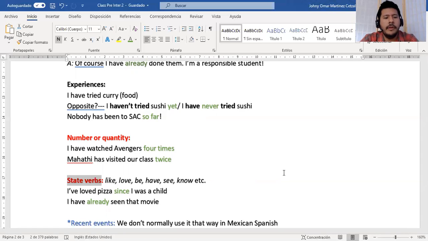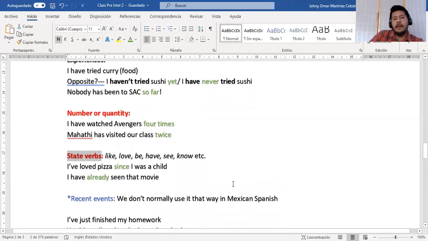Let's see some examples. I've loved pizza since I was a child. We don't normally say, "I have been loving pizza." It's not natural, doesn't sound good in English, okay? Another example is, "I have already seen that movie." "I have already been seeing that movie" sounds very unnatural in English. So this is a good example where we normally or almost always use present perfect simple, the normal one.